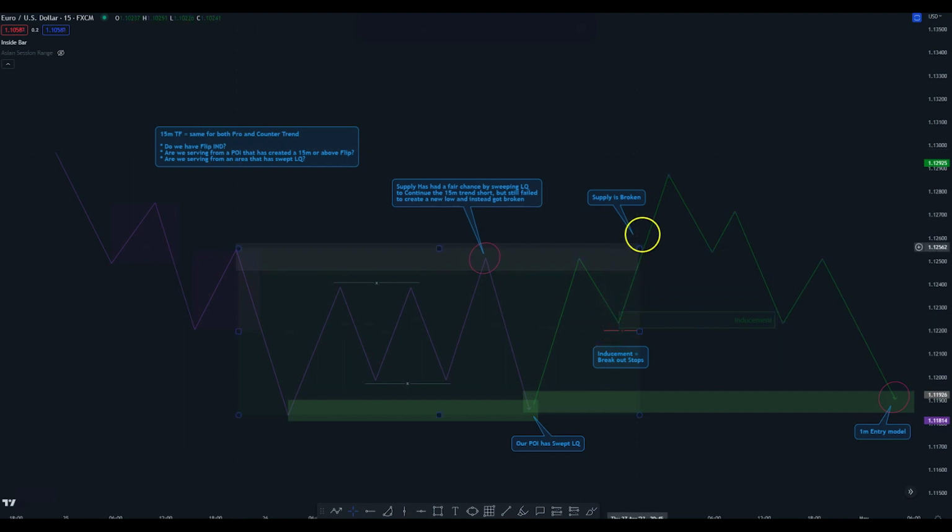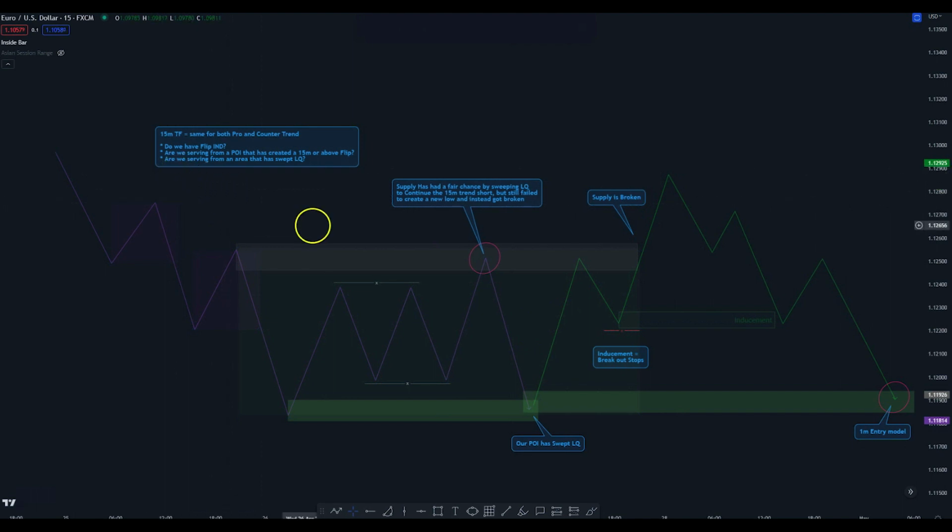We'll see the market breaking out, and there'll be a lot of orders and stops placed underneath the previous low. That's the fill you want. So do we have flip inducement? Yes. Are we selling from a point of interest that created a 15-minute flip or above? Yes. So this is demand that basically broke supply, a range flip, all the good stuff.